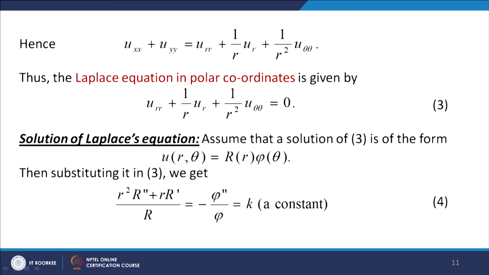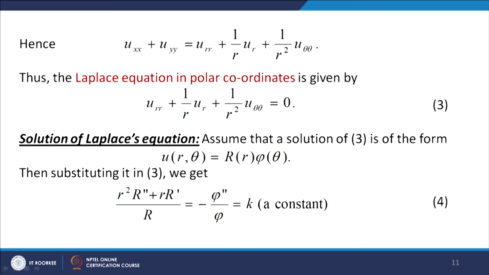Now we add u_x and u_y, and we can see easily that we get u_rr plus 1 over r u_r plus 1 over r square u_θθ. Thus, the Laplacian del square in polar coordinates is given by this expression. So, del square u is u_rr plus 1 over r u_r plus 1 over r square u_θθ equal to 0.